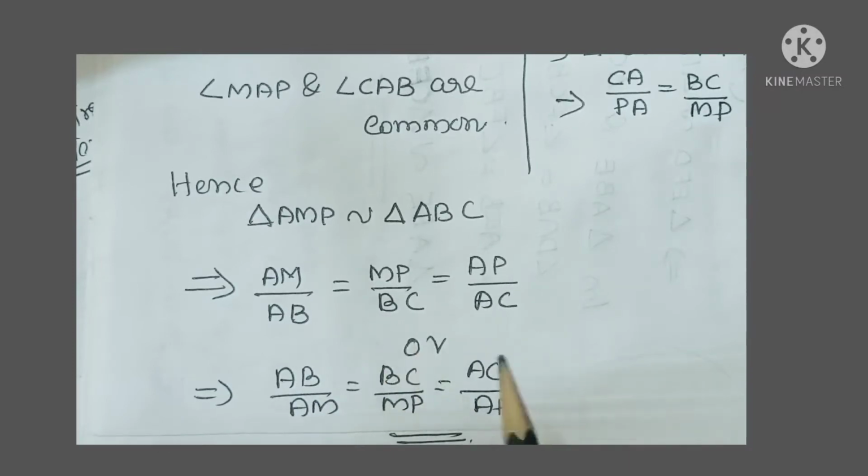So we got the result. AC and CA are the same. CA by PA, here it is AP, both are the same. So CA by PA equals BC by MP.